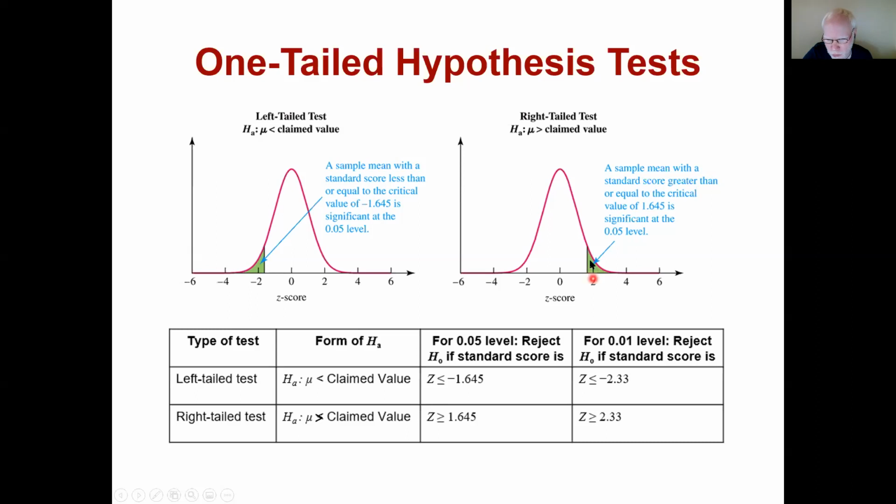So say you get something out here, beyond that, we know that there's a less than 5% chance of getting it. Same thing over here. If you get something over here in this green, you know there's a less than 5% chance of getting it if the null hypothesis is true.